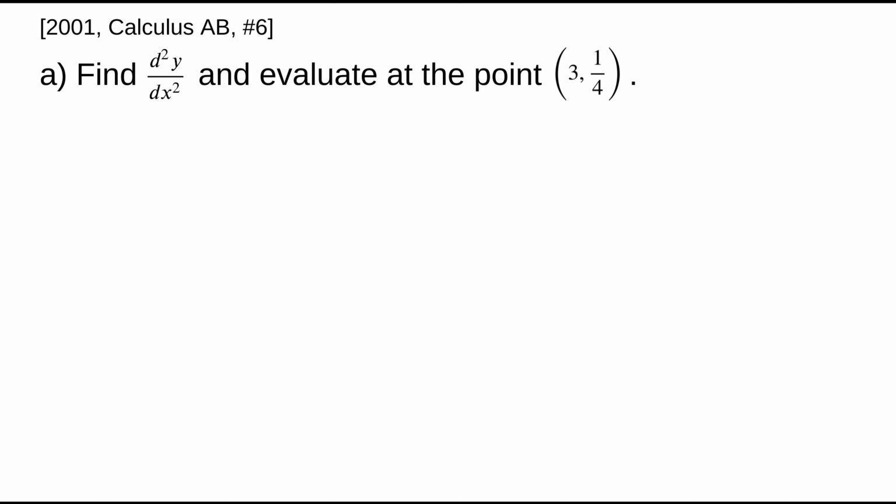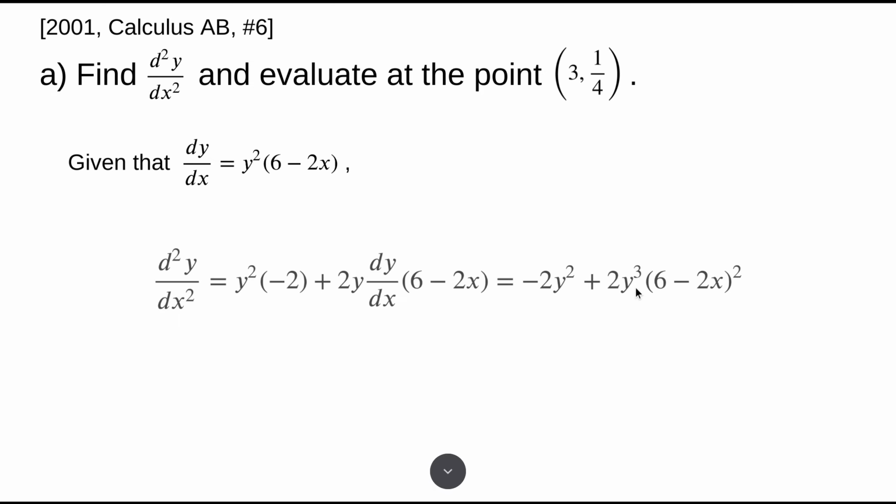In part A of the question, we are asked to find the second derivative and evaluate it at the point (3, 1/4). To find the second derivative, we're basically finding the derivative of the first derivative, and we have an expression for dy/dx. dy/dx is y squared times (6 minus 2x). In order to find the second derivative, I have to find the derivative of this. Notice that it does use the product rule. So d squared y/dx squared is going to be y squared times -2, -2 is the derivative of 6 minus 2x, plus 2y dy/dx times (6 minus 2x).